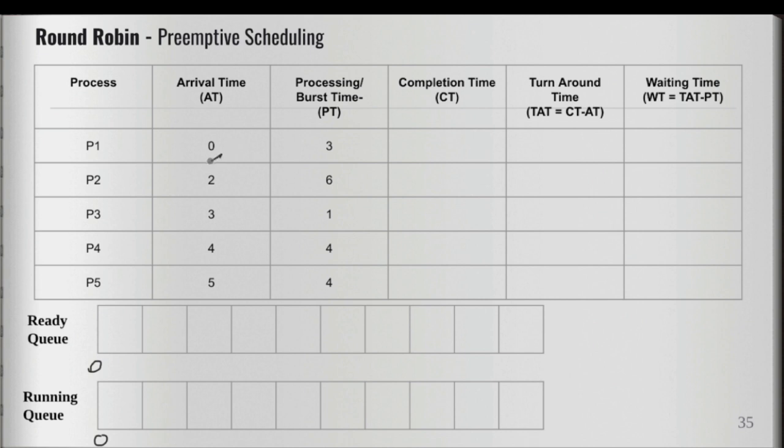So at time 0, we have P1 arrive. So we'll first move that process in the ready queue. Once you move into the ready queue, from here it goes to the running queue. Okay, so we'll go ahead and put the P1 into the running queue. And how long are we supposed to run it? Let's say that we have been given the quantum value of 2.